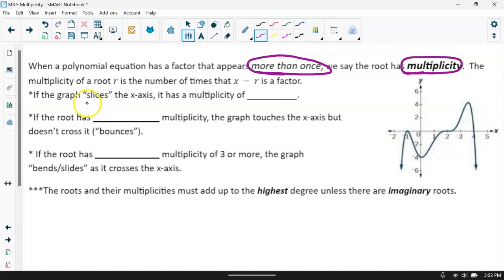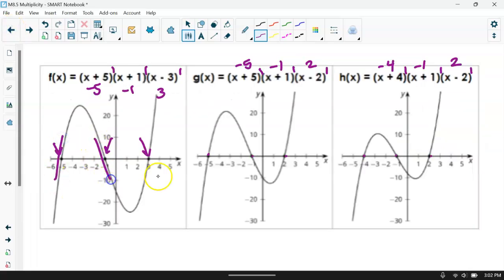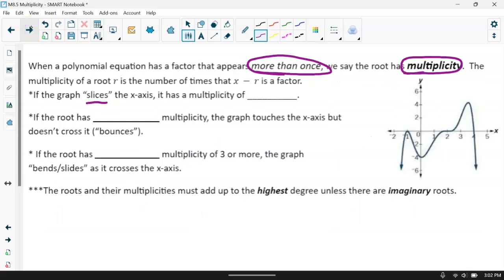So like here, notice all of these were slices, right? Cutting through here. Then that means it has a multiplicity of just 1. So keep in mind, multiplicity is like the exponent of our factor here. So notice here, what factor has that multiplicity of just 1? Here at x is equal to 4. So that means in factored form, this would look like x minus 4. So that just has the multiplicity of 1 because it is a slice cut through.